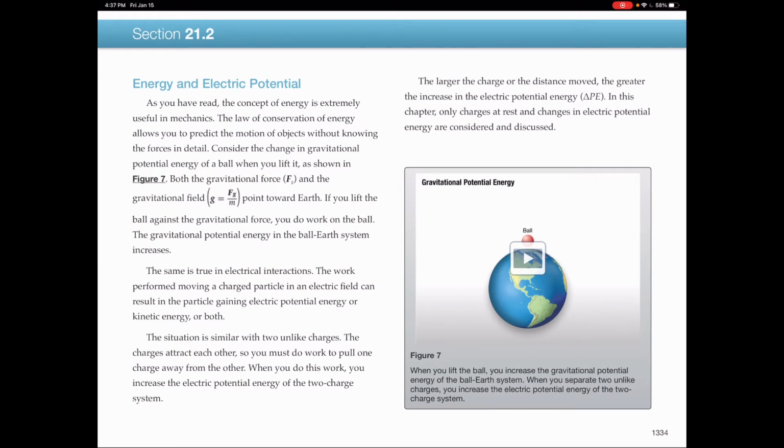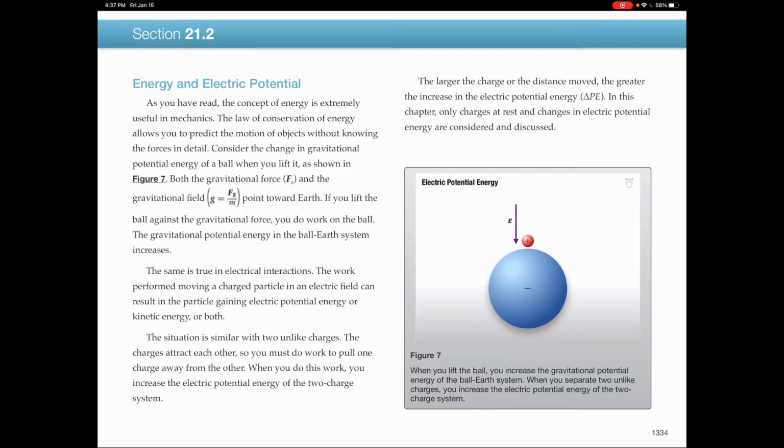Now, if we remember with gravitational potential energy, if you take a ball and lift it up, you can increase its gravitational potential energy. You see in figure 7 here, you can observe how this would work. The force of gravity is acting downward on this ball. If we lift it, we're going to increase the gravitational potential energy of the ball.